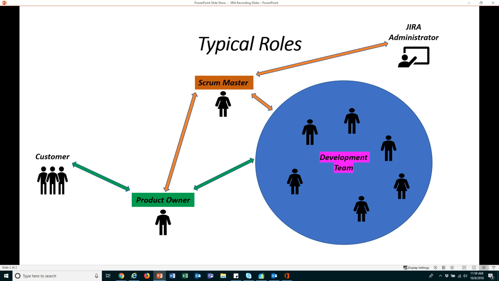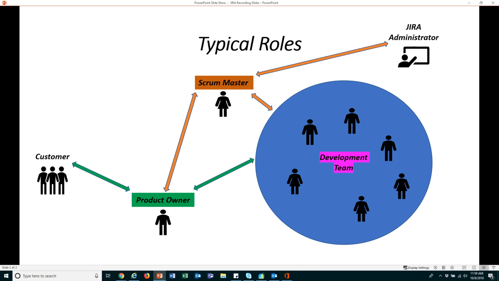Okay, but we've got our development team. Helping or facilitating the team is the Scrum Master. All right, so the Scrum Master is a direct link to the team. The Scrum Master also fills a couple other roles, in that they are a direct link to the product owner, and they are a direct link to the Jira administrator.